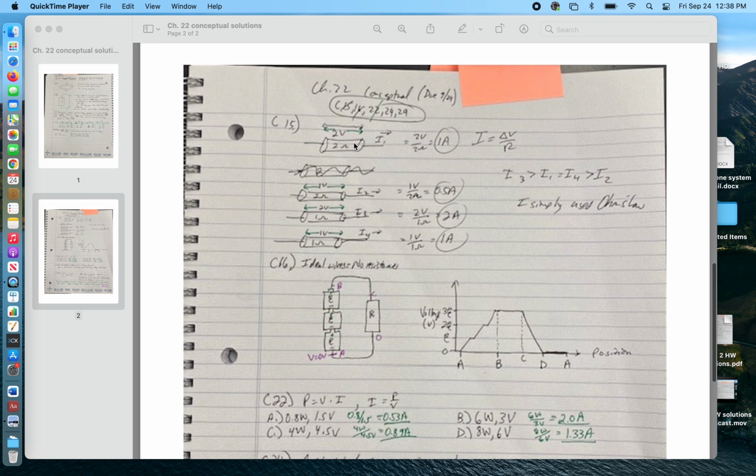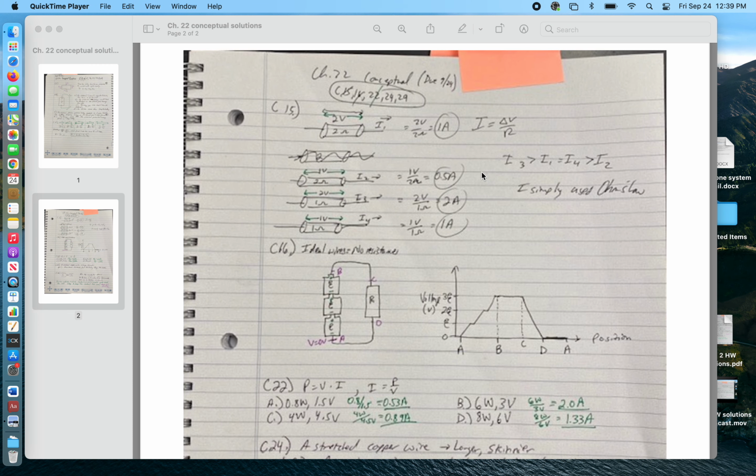These are resistors. They have resistance values and voltages, and you're asked to rank the currents. Well, we just simply use Ohm's law here, delta V over R. So the V across this is 2 volts, 1 volt, and then 2 volts and 1 volt. And the resistance is 2 ohms, 2 ohms, 1 ohm, and 1 ohm. So that's just proportional reasoning. The third one is the most. That's greater than first and fourth, which are equal to each other, and that's greater than the second, which is the least.